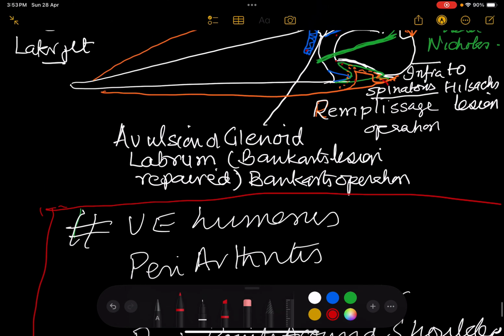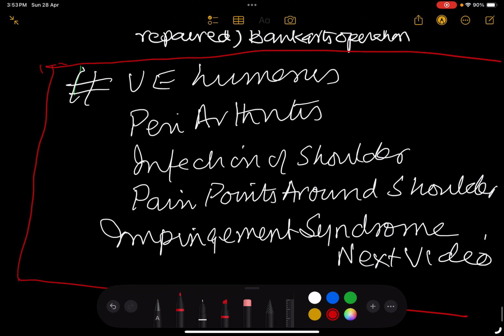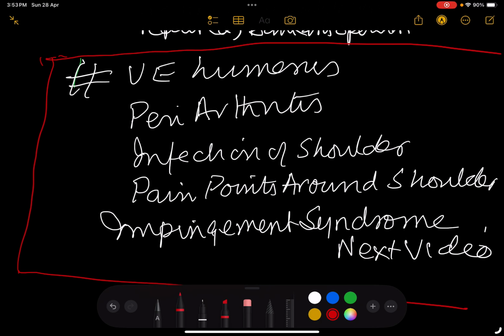Now we will cover the upper end of the humerus fractures, periarthritis, some infections of the shoulder, and pain points around the shoulders, especially the impingement syndrome, in the next video.